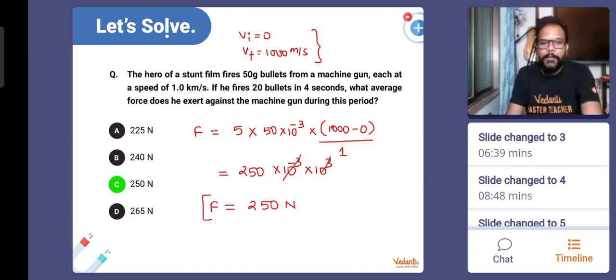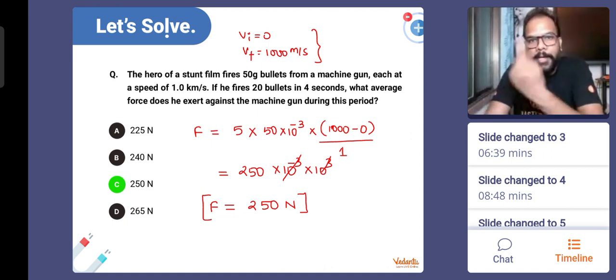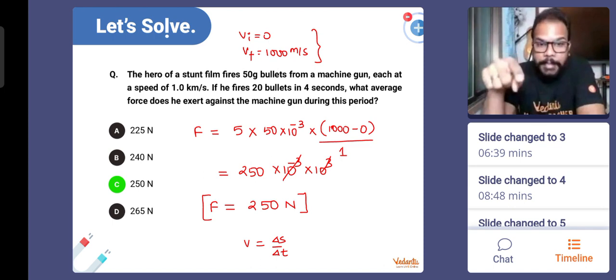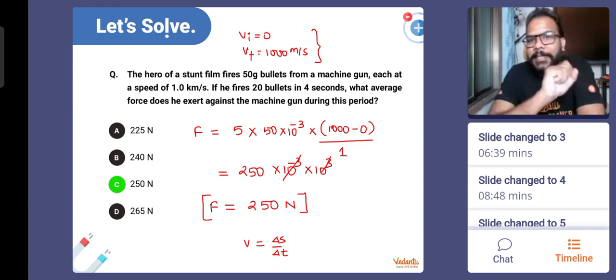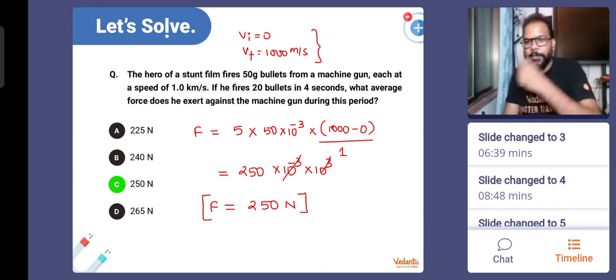250 Newton. Remember, wherever time is involved in the formula of a quantity, we usually take the time, or we define that quantity, for 1 second. Like when we define velocity, we say it is change in displacement upon change in time, right? So we say that an object is moving with, in this question, 1000 meters per second. It is defined for every second how much distance is covered. Like that, force is change in momentum in every 1 second. That's why. Understood?